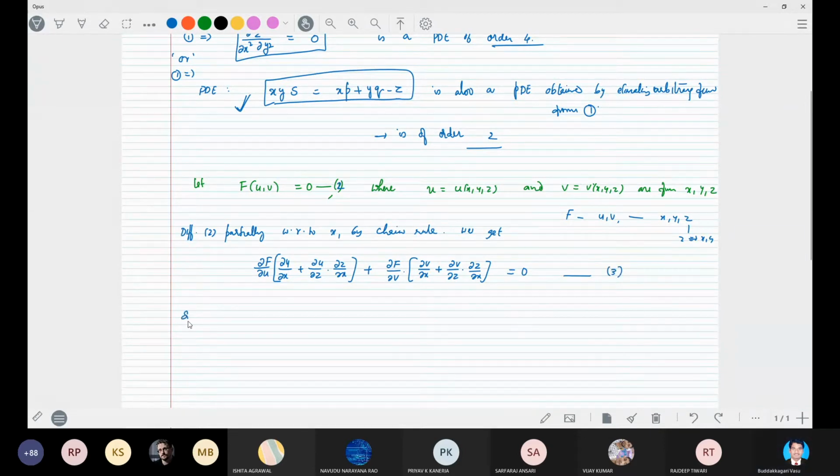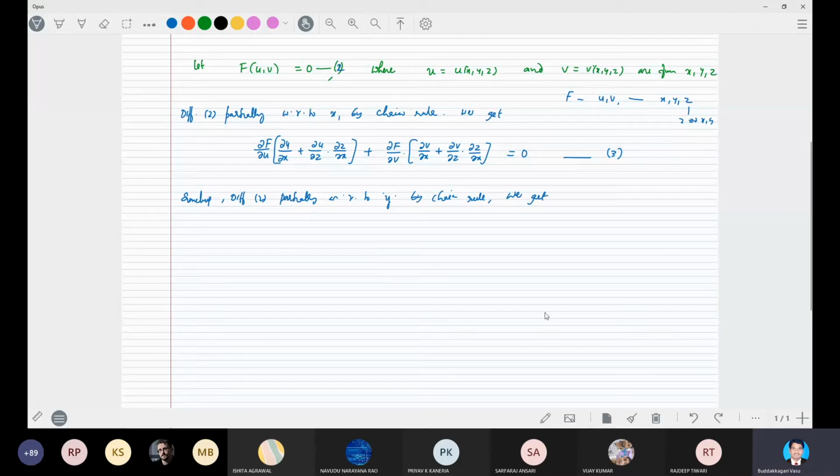Similarly, differentiating two partially with respect to y by chain rule only, we get dou f by dou u into dou u by dou y plus dou u by dou z into dou z by dou y, plus dou f by dou v into dou v by dou y plus dou v by dou z into dou z by dou y, right, is equal to 0.